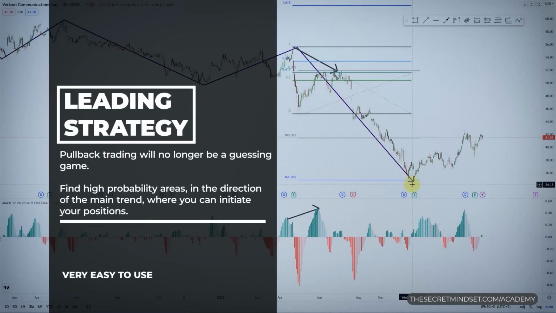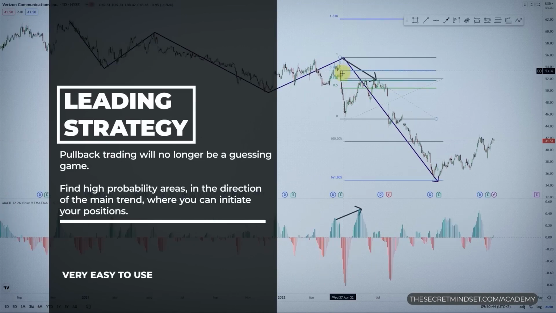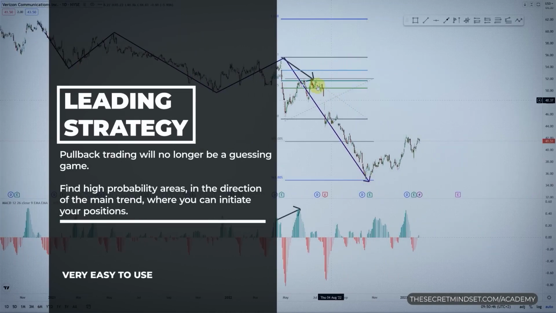With this strategy, pullback trading is no longer a guessing game. You will find high probability areas in the direction of the main trend where you can initiate your positions.